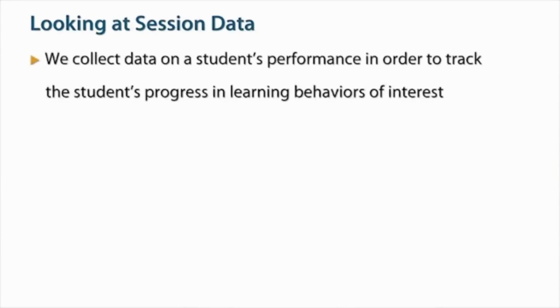Now that you understand data collection, and you've practiced doing it, I want to use this unit to show you what we do with all the data that we collect, and why. You see, a major goal of ABA interventions is to collect data on students' performances so we can track changes in those performances. And that's how we keep track of a student's progress.